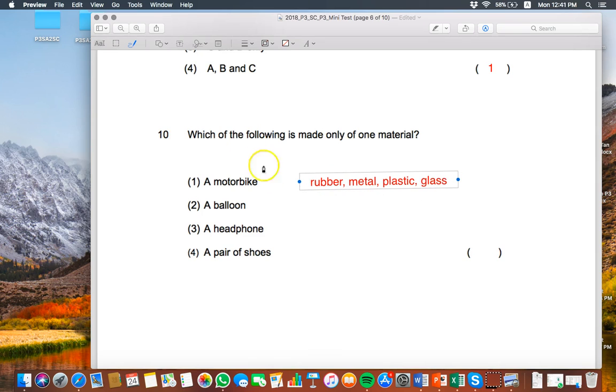So one is out. Let's look at 2, balloon. A balloon is only made of rubber. Next, what about headphones? The wires are made of metal. The wrapping around the wire is made of rubber, so that we will not get electrocuted when we touch the wires, where electricity is flowing through it. What other materials can you think of? Sometimes the casing of your earbuds is made of plastic. So it's made of more than one material. What about a pair of shoes? Shoes can be made of fabric, and the bottom would be rubber. So your answer would be 2.